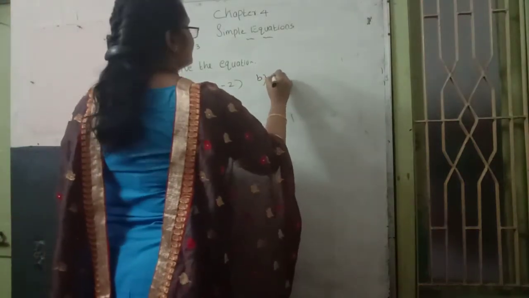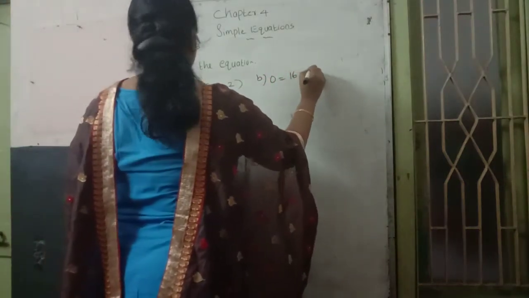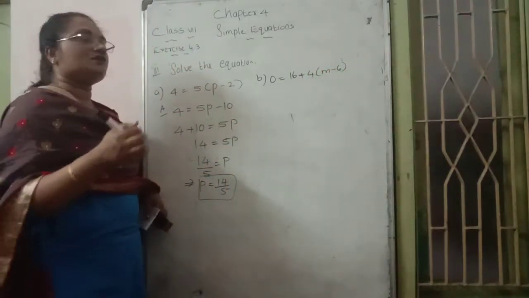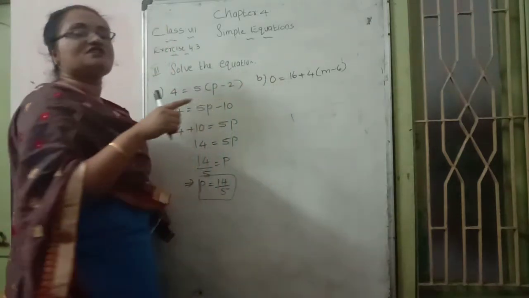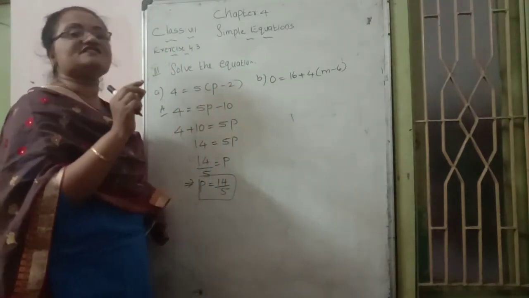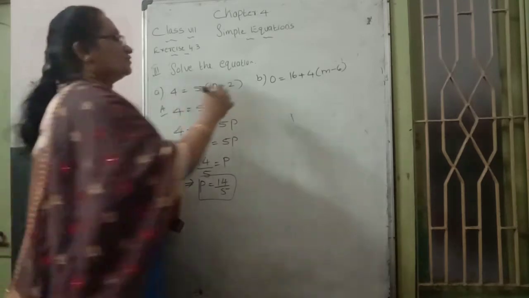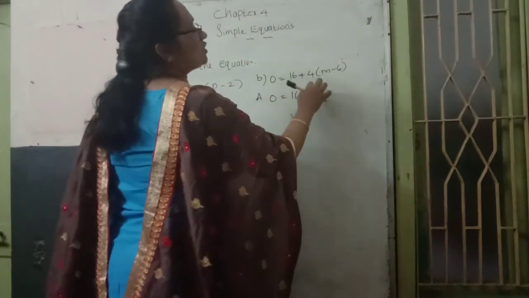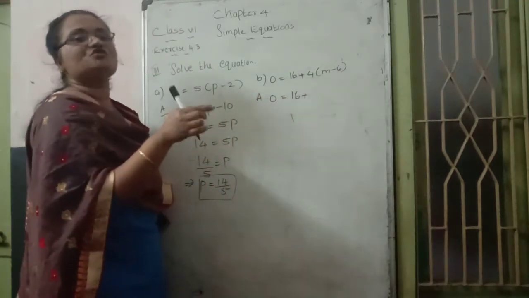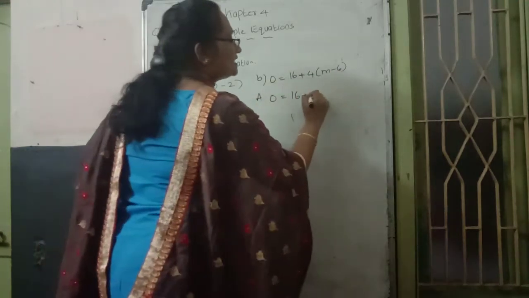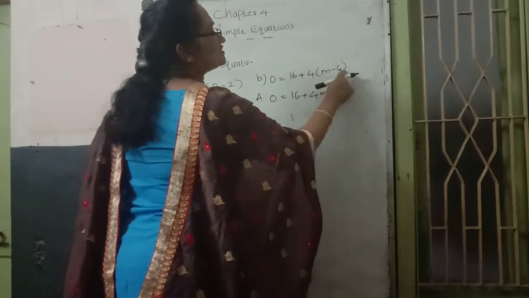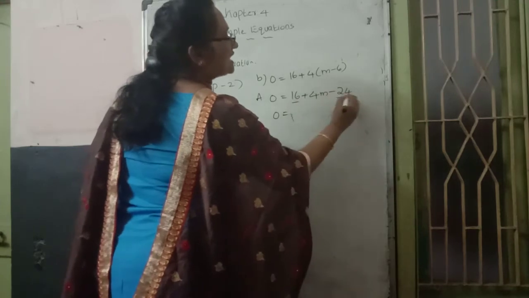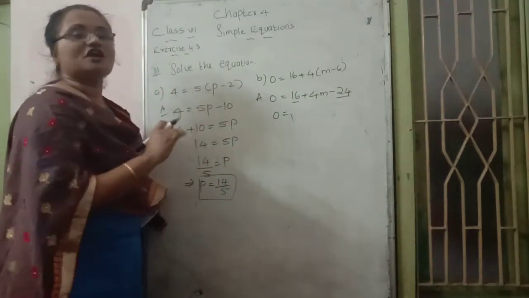One more question. 0 is equal to 16 plus 4 into m minus 6. Next question: first we frame the correct equation and afterwards find the m value. So on the left side 0 is there, 16 plus, open the bracket, 4 is multiplied to the inside of the bracket. 4 into m becomes 4m, minus 4 sixes are how much? 24.